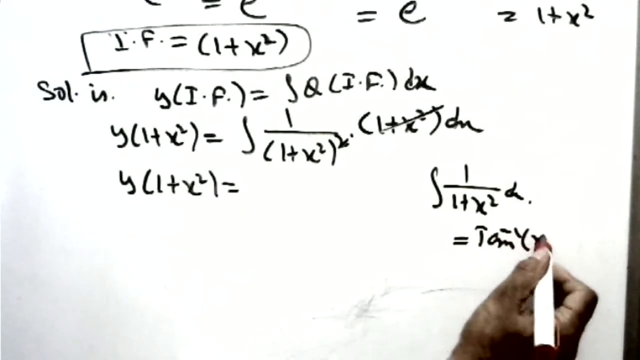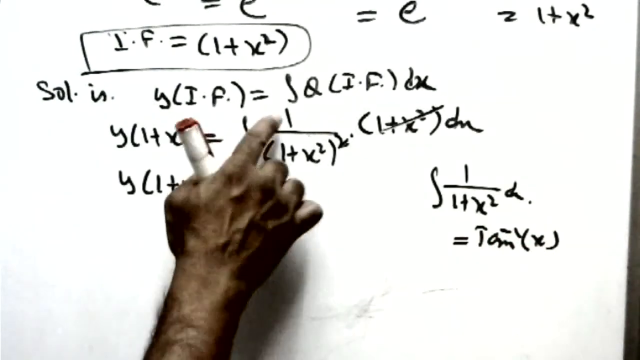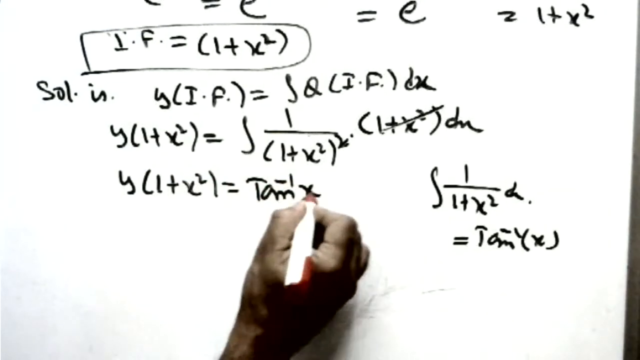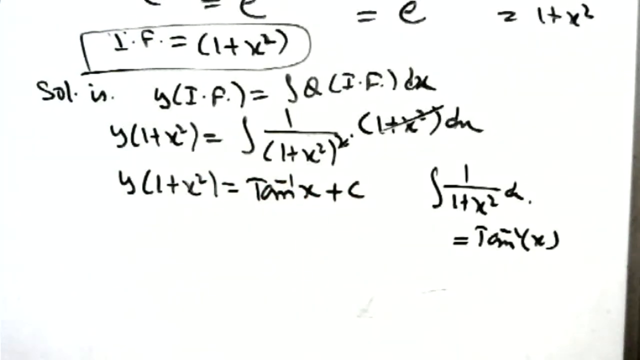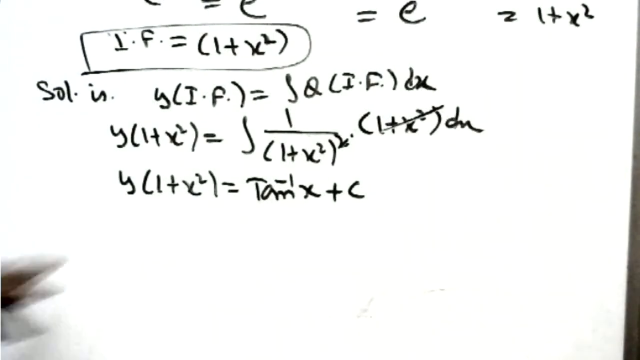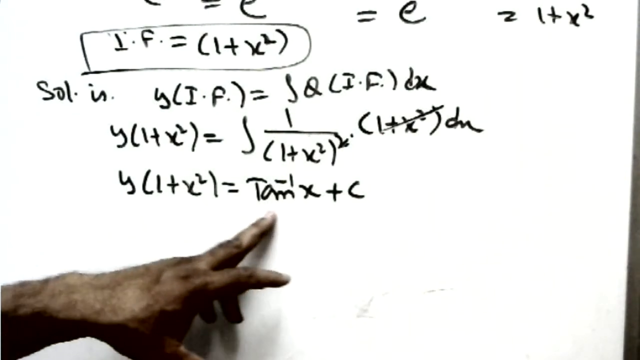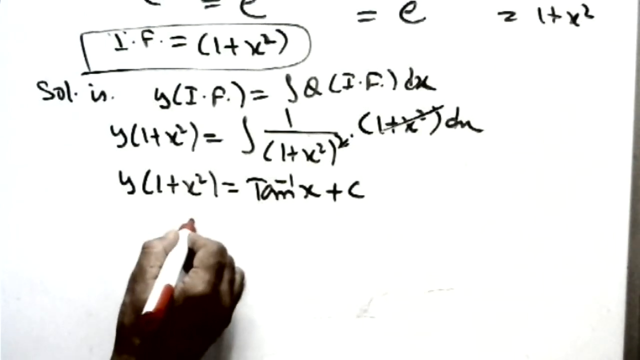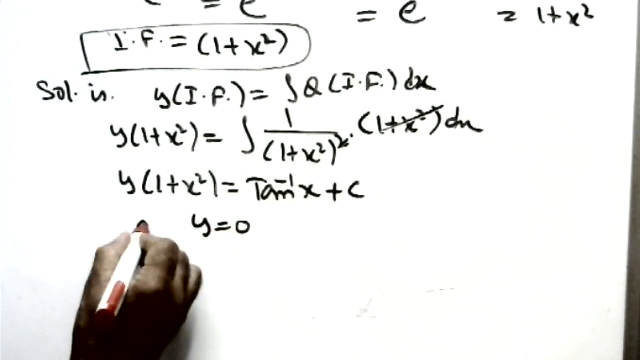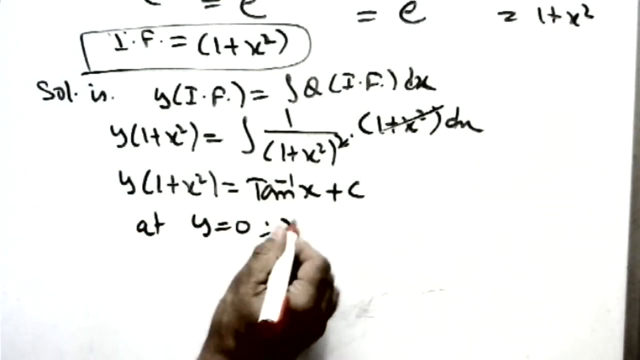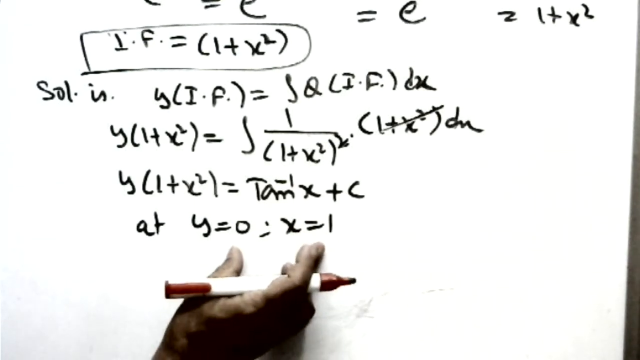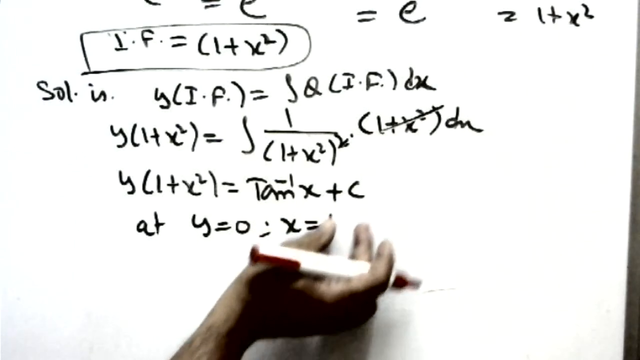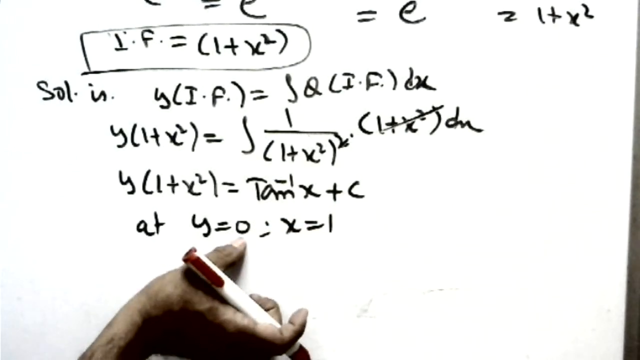Integration of 1 by 1 plus x square is tan inverse x plus c. Watch carefully: y into (1 plus x square) equals tan inverse x plus c. Now in the question, it is given that y equals 0 at x equals 1. Whenever conditions like this are given, if you substitute these values, we get the value of c. Again we have to substitute the c value to get the answer.